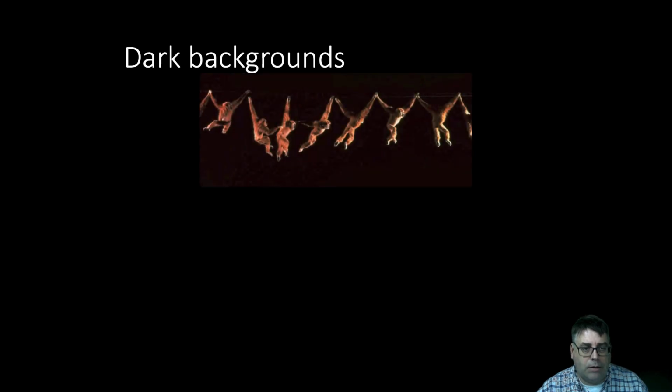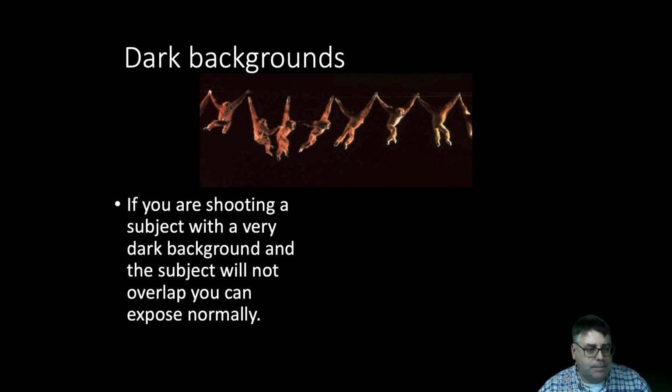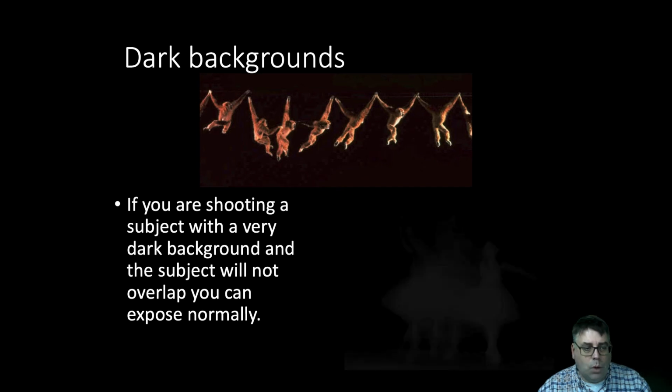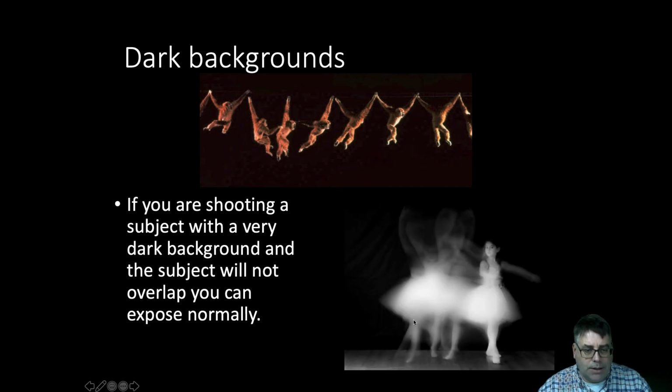Again, dark backgrounds. Same with the monkey going across. Their hands are barely touching if they are. Again, you could just shoot a perfect exposure each time because there's no overlap. Where if there's overlap, like in this one, again, you're going to have to calculate the exposure correctly.